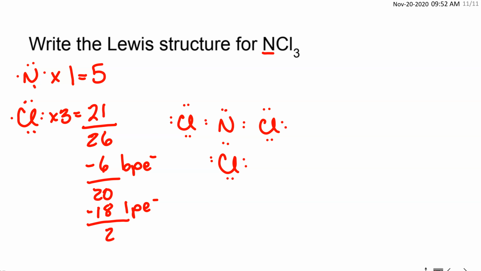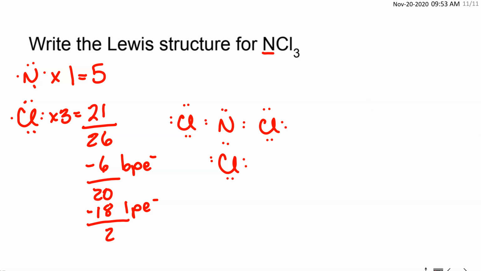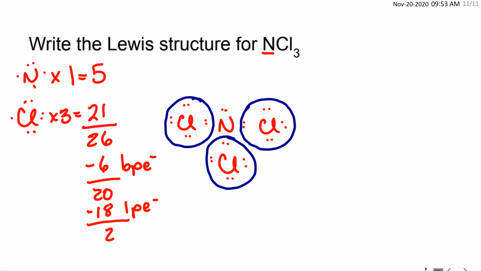So if we double check ourselves, we notice each chlorine is looking like it has 8 valence electrons, which it wants, and nitrogen looks like it has 8 valence electrons, okay? Which makes this a complete and correct Lewis structure.